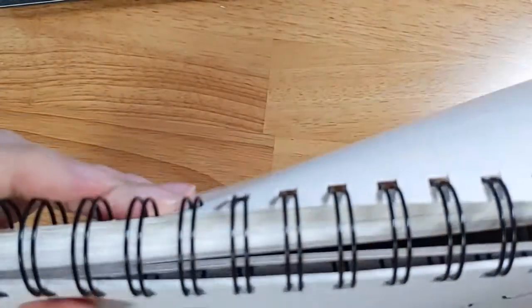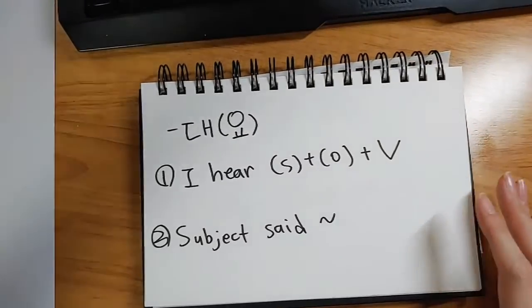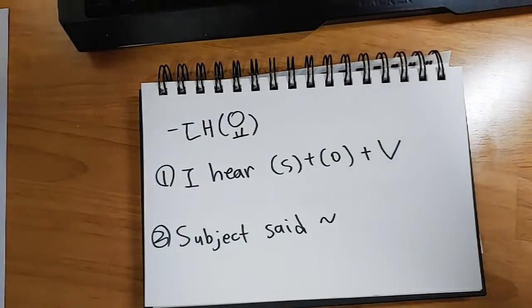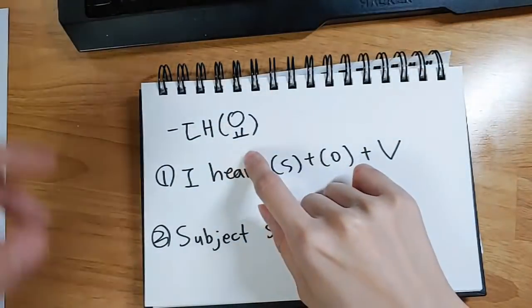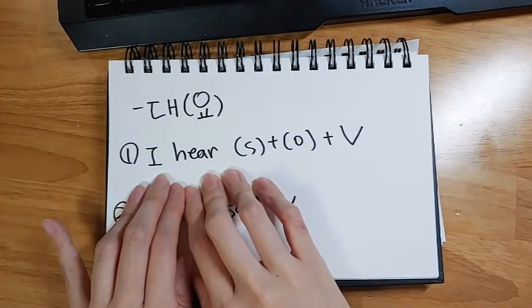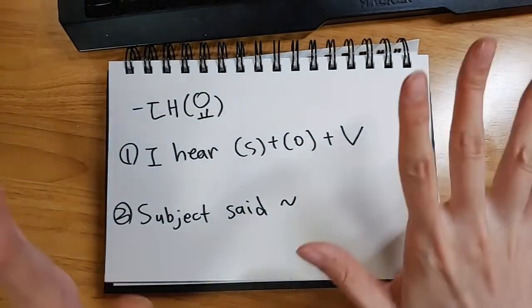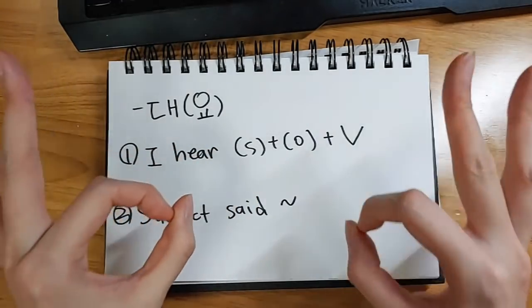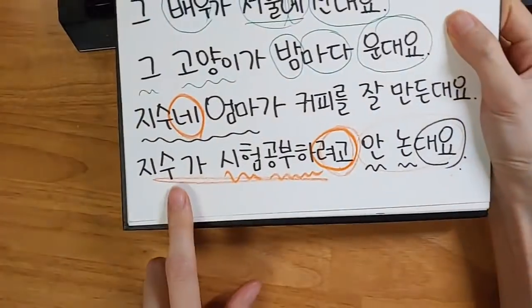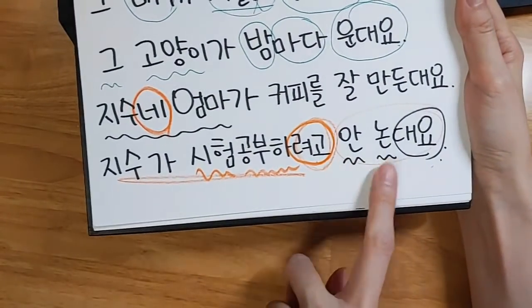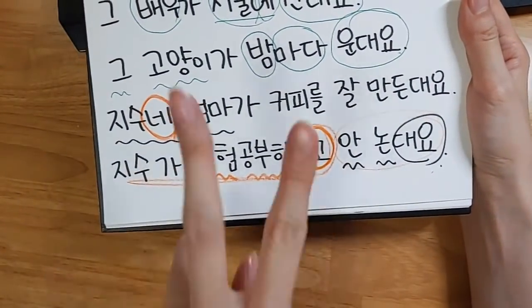But here it gets a little bit more complicated. I'm mentioning this now, not earlier in this lesson, so as not to confuse you from the very start. 대요, we learned, usually means I hear, for a statement sentence, right? But it can also sometimes be used to mean the subject said that. So this sentence, 지수가 시험 공부하려고 안 논대요, can have two meanings.